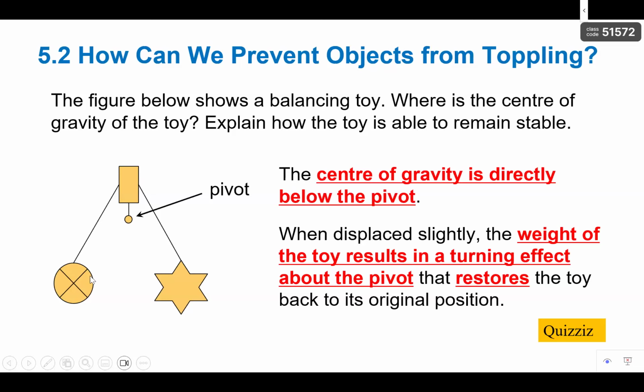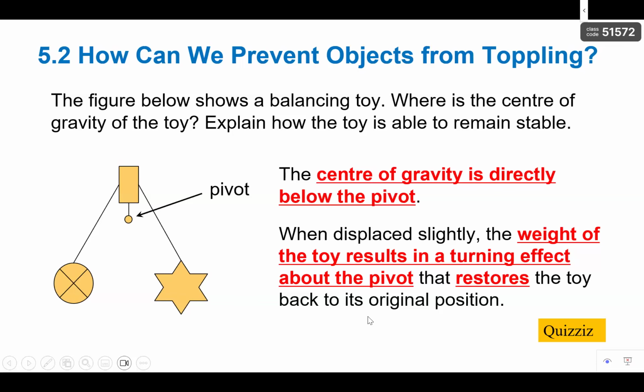remain stable. I did not ask how the toy is able to go back or remain stable when it is tilted to the right. But if the question states it's tilted to the right, then you need to mention that the CG moved to the left, or the weight will create a clockwise or anti-clockwise movement. Then you need to be very specific in your answers.